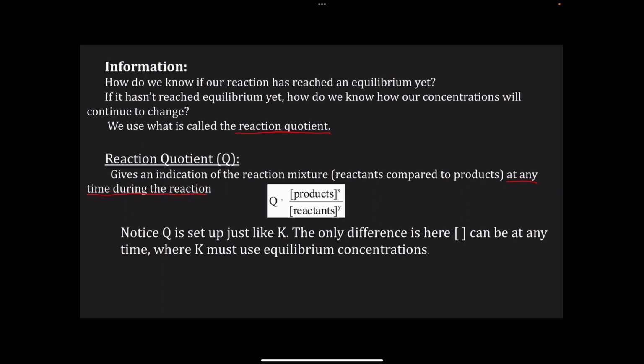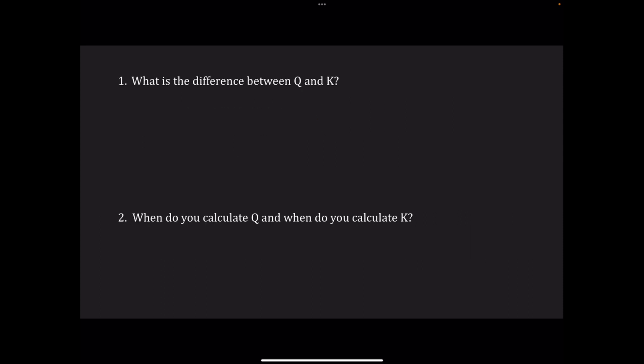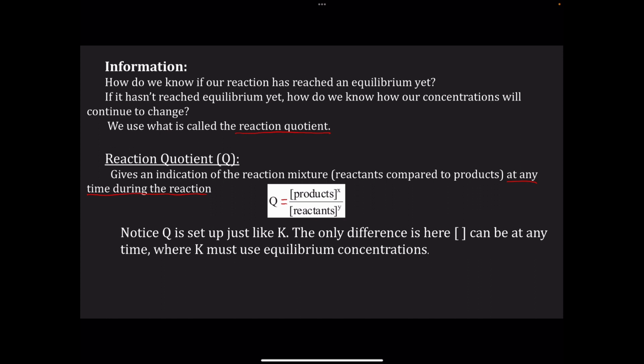So Q is going to be equal to the concentration of the products raised to some power divided by concentrations of reactants raised to some power. This should look familiar. Notice Q is set up just like K. So remember K, we did products raised to some power over reactants raised to some power. The difference here is that in calculating Q, we can use concentrations at any point in time, where K has to use equilibrium concentrations.